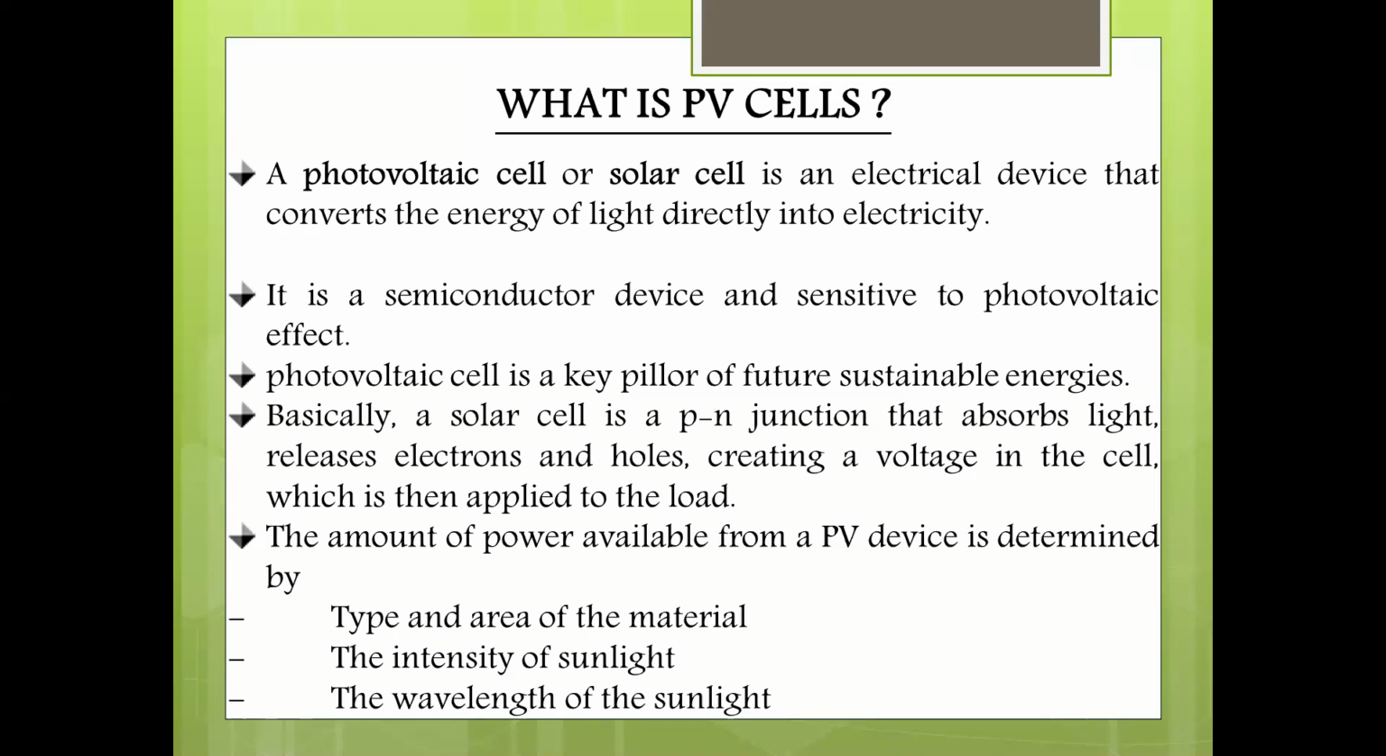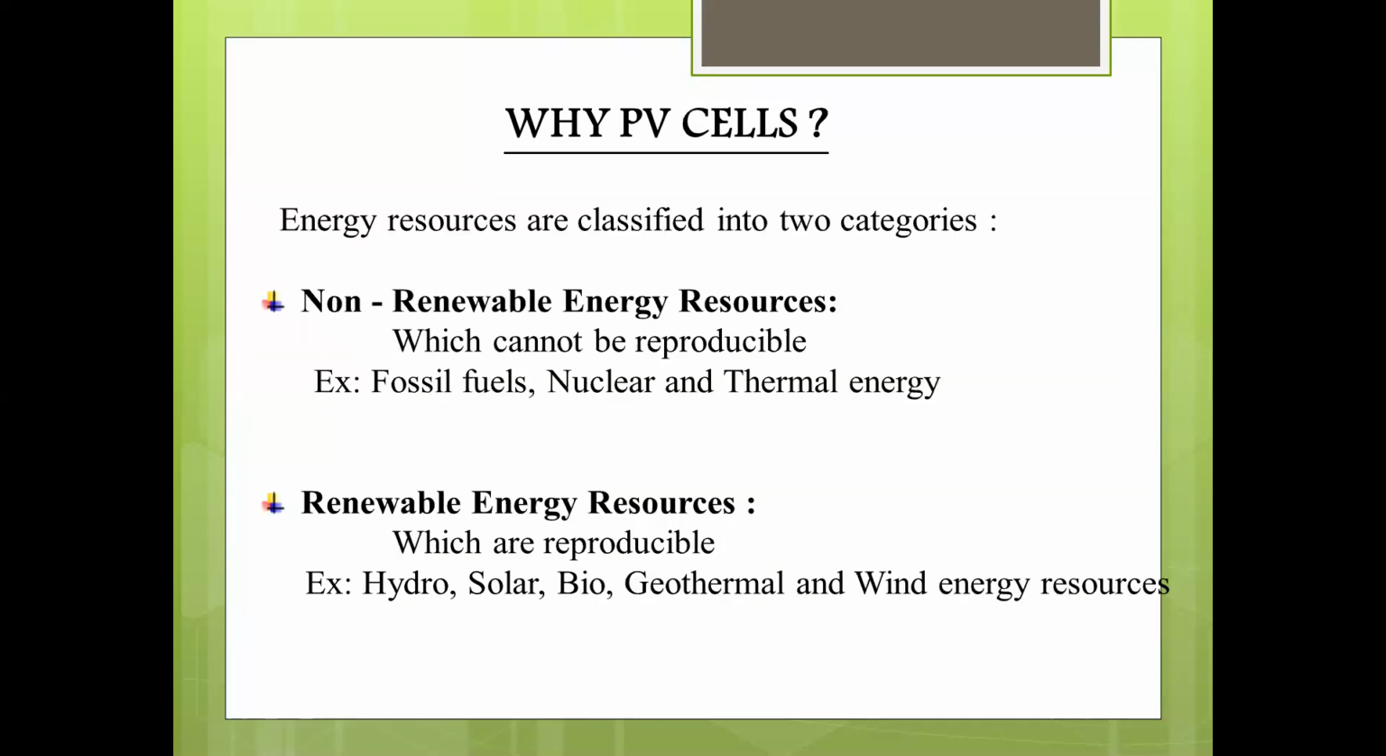The amount of electricity from these photovoltaic cells varies with the intensity of the sunlight, because sunlight intensity is not uniform all over the day. From morning to evening, the intensity is varying. So at the same time, the efficiency of the solar cell also varies. And the wavelength of the sunlight is also an important parameter to get maximum efficiency for a photovoltaic cell.